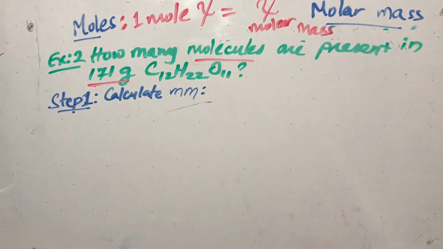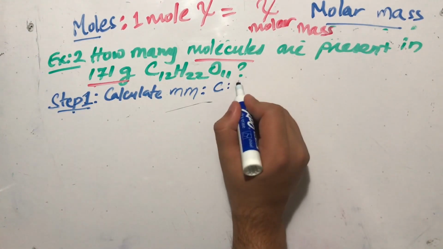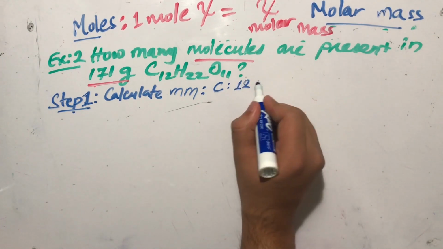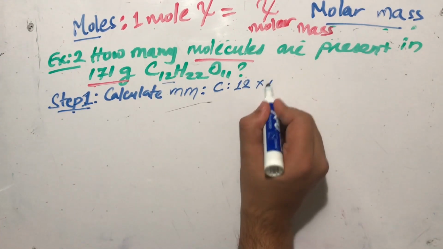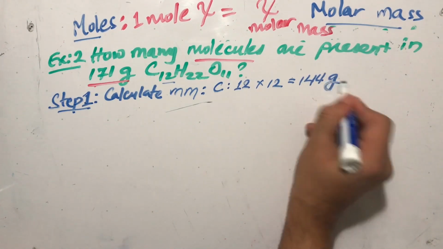I'm not going to write that compound. To calculate that, write carbon. Look at a periodic table. Carbon has about 12 grams. There are 12 of them, so you multiply that by 12. That should give you 144 grams.